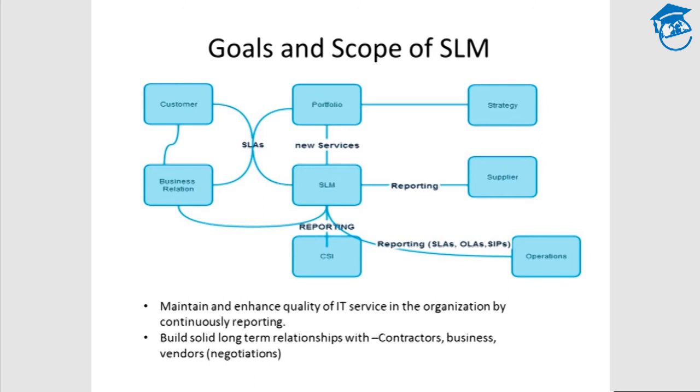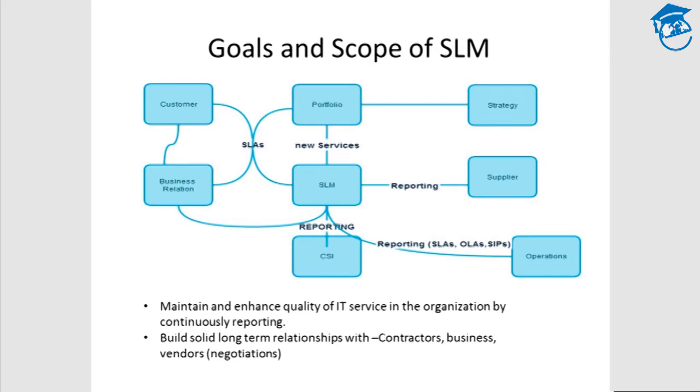Now talking about the goal and scope, the main goal of this process, service level management, is to maintain and enhance the quality of the IT service in the organization by continuously reporting. It means SLM is a process, a submodule, where two things happen. One is defining the metrics, in which we document what the requirements are, and we create metrics depending on those requirements.